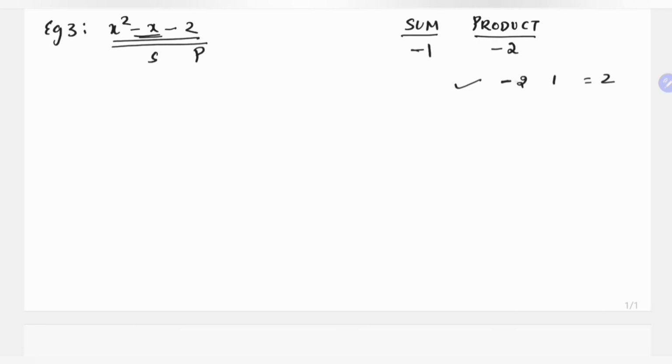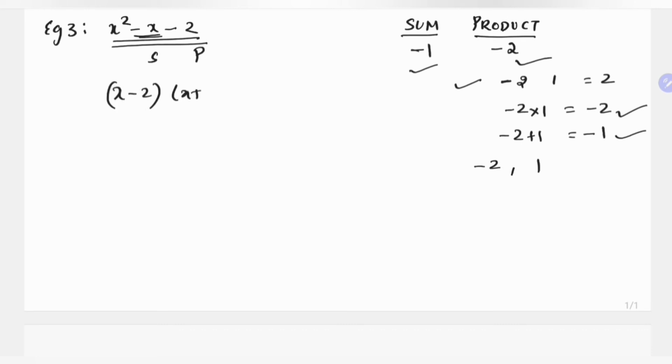Does the product condition get satisfied? Minus 2 into 1 is minus 2. So, this is satisfied. Minus 2 plus 1 is also minus 1. So, this condition is also satisfied. So, the numbers are minus 2 and plus 1. Now, here it is slightly simpler. We will directly write x minus 2 and x plus 1 here. That is, we'll put x, then we'll put minus 2. We'll put x and we'll put plus 1. That's all. We got our answer.